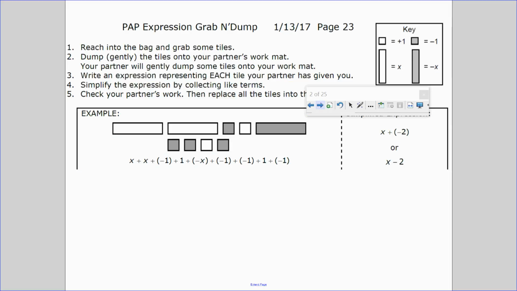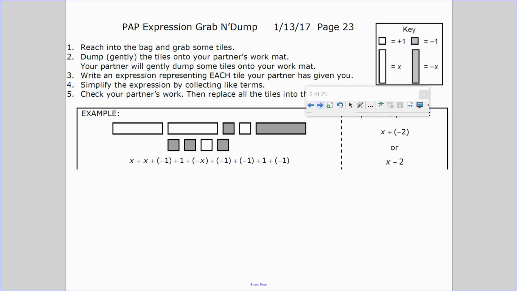So in our next activity, it's called the grab and dump. You're going to get a baggie of algebra tiles, and you're going to put your hand inside the baggie and grab some. You're going to dump it onto your partner's desk. Then your partner will select like terms, put all the x's, all the positive 1s, all the negative 1s, all the negative x's together, and then they're going to zero pair them out and find out what the final expression is by simplifying it.